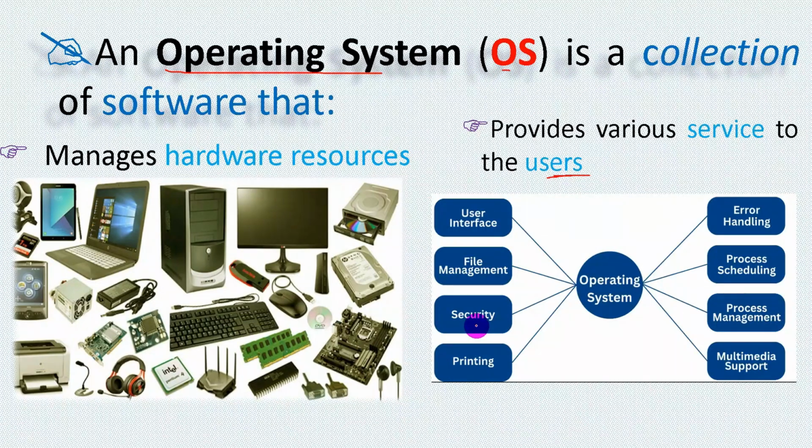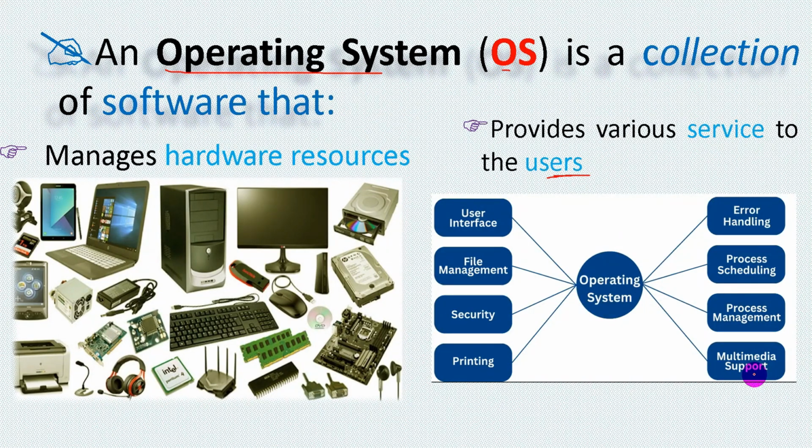Secure the system. Printing, error handling if there is an error, process scheduling: one task starts, executes, terminates, and it provides a service for another task or process. This scheduling or deadlock handling is supported by operating system. Process management and multimedia support.